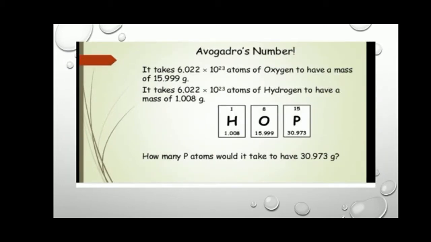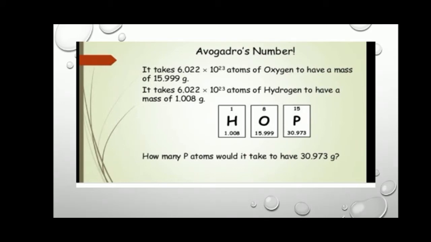Now, Avogadro number. It takes 6.022 multiply 10 to the power 23 atoms of oxygen to have a mass of 15.99 grams. Or we can say it takes 6.022 multiply 10 to the power 23 atoms of hydrogen to have a mass of 1.008 gram.